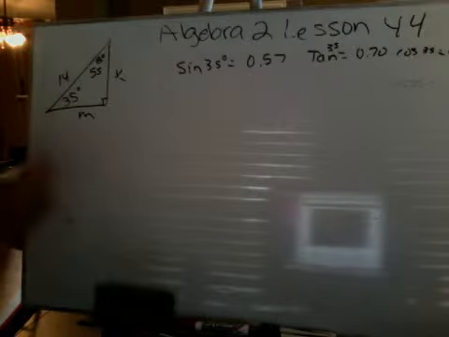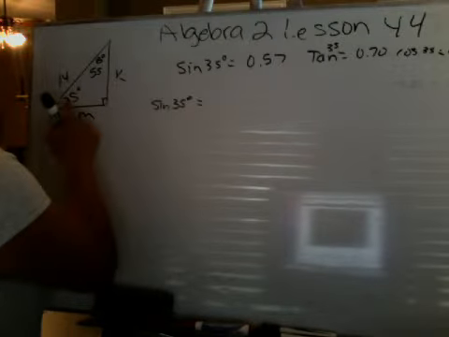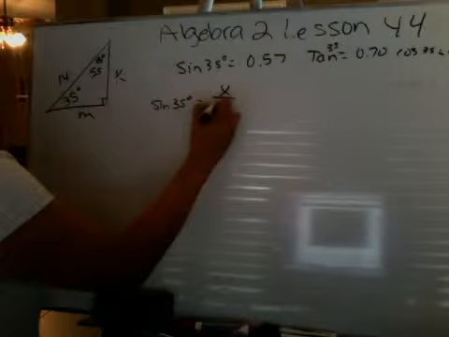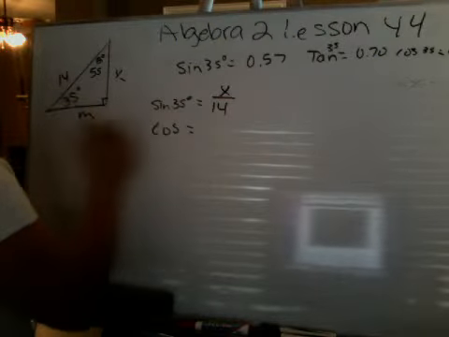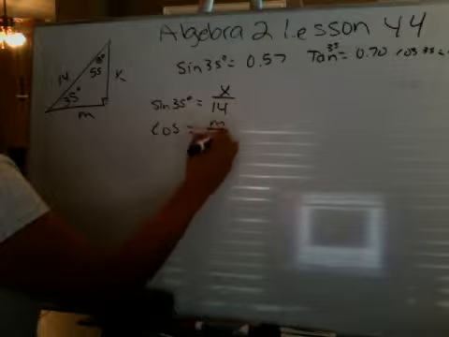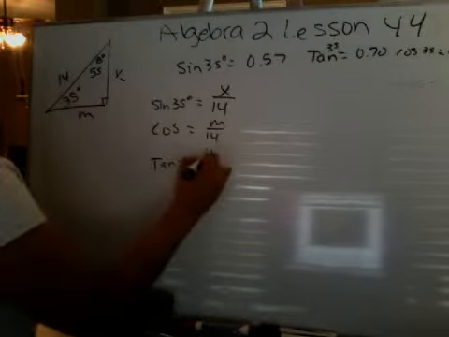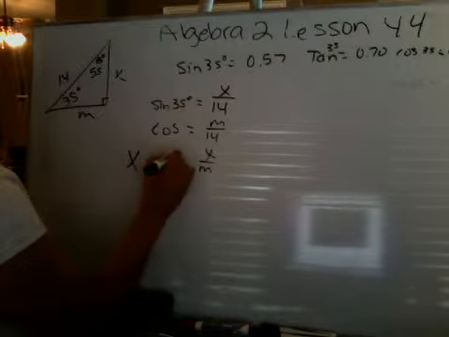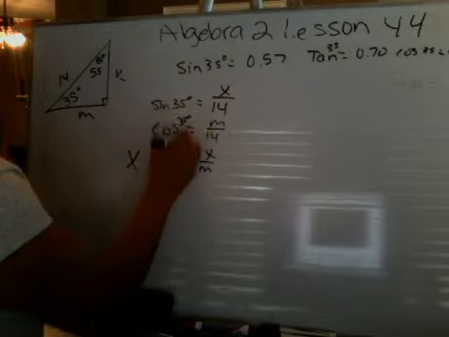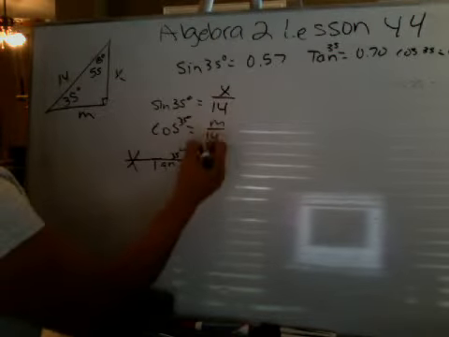Okay, so now we want to say sine of 35 degrees equals what? Opposite over hypotenuse. Cosine is going to equal adjacent over hypotenuse. And tangent is going to equal opposite over adjacent. This won't work because I have two unknowns. So I can't use this one, so I have to use these two.